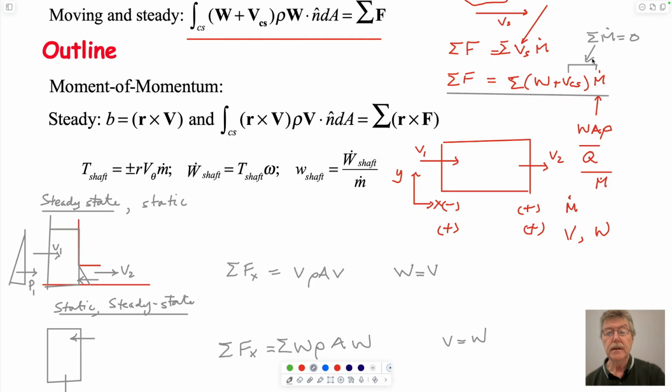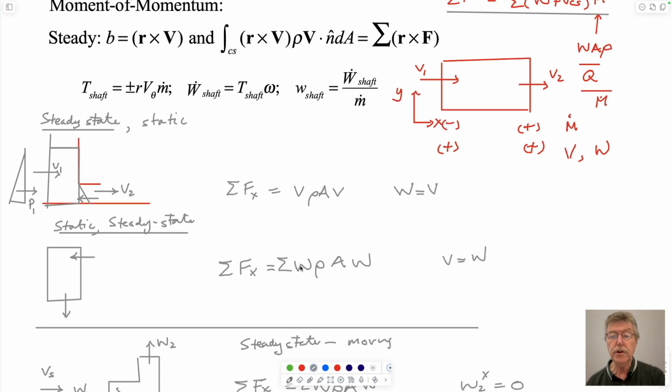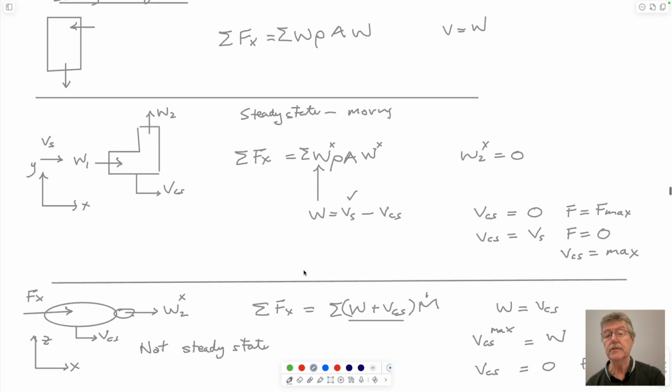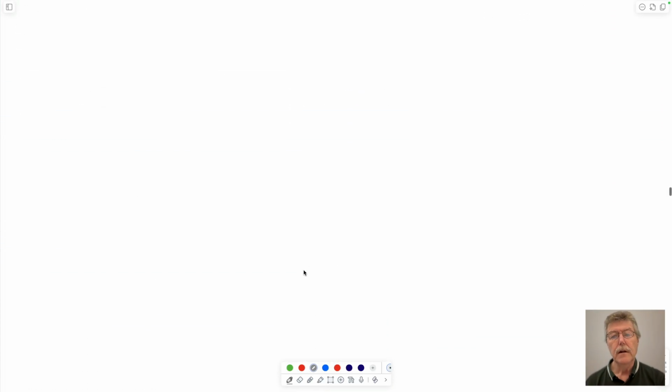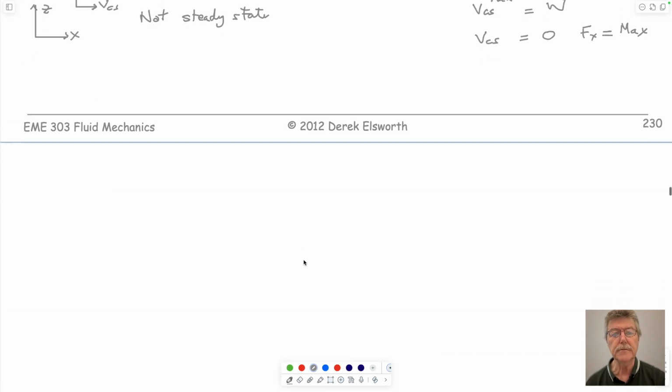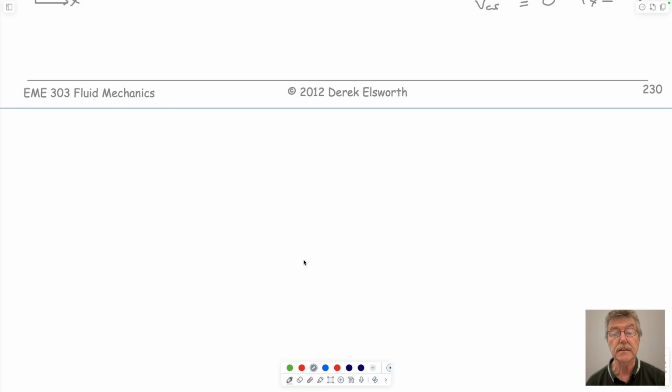And you could have used that here, you could have used it here, W plus VCS, and you'd get exactly the same results because VCS is 0. Okay? So I don't know whether you're confused by this, but hopefully that sets things out.